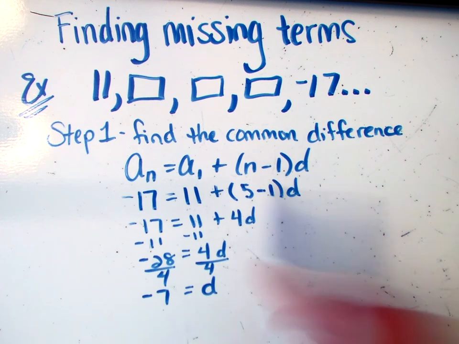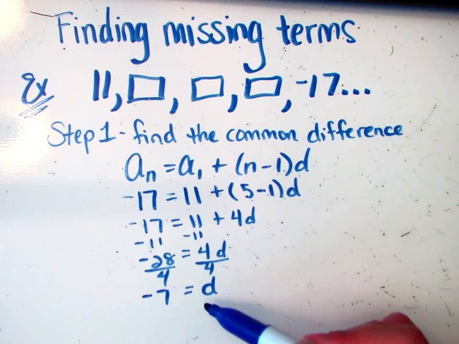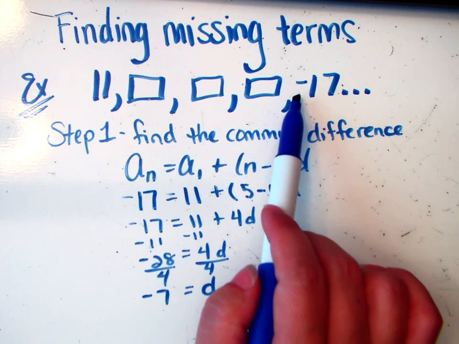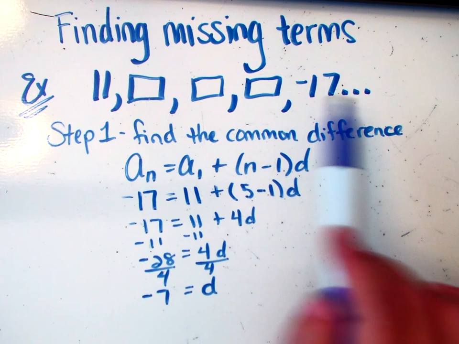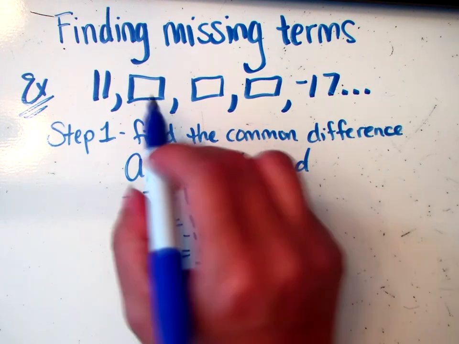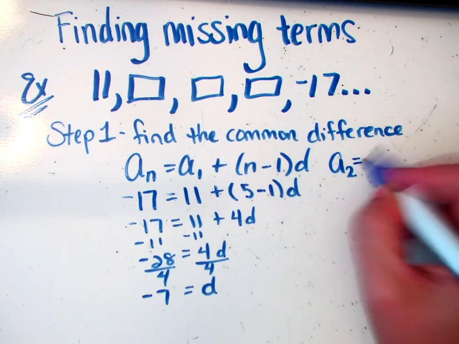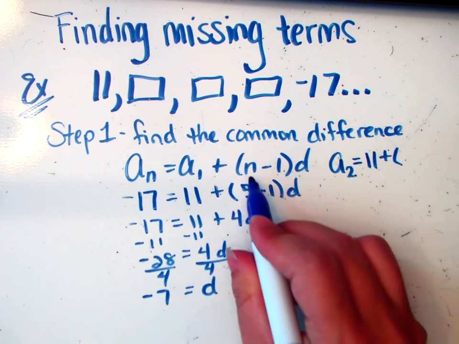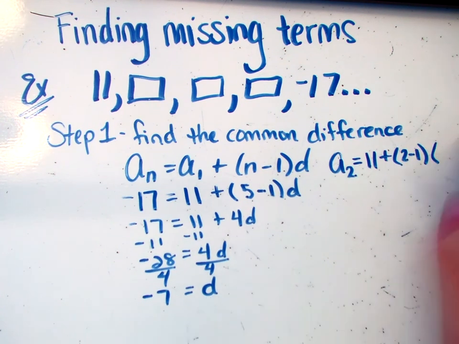All right, so I need to find my missing terms, and I just found that my common difference was negative 7. Now, I don't want you to count, so you could do 11 minus 7 minus 7 minus 7. I don't want you to do that because when you get to a question where they want the 310th term, you're not going to count all the way to the 310th term. So we want to use our formula. To find the missing term, I'm looking for the second one. So a sub 2 equals, I'm going to use the same formula. The first term is 11 plus the term that I'm looking for is 2, so it's 2 minus 1, times my d, which I just found was negative 7.